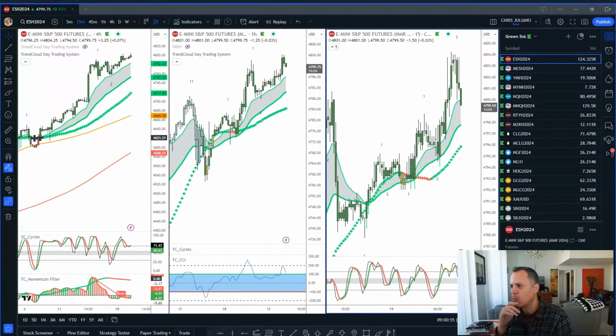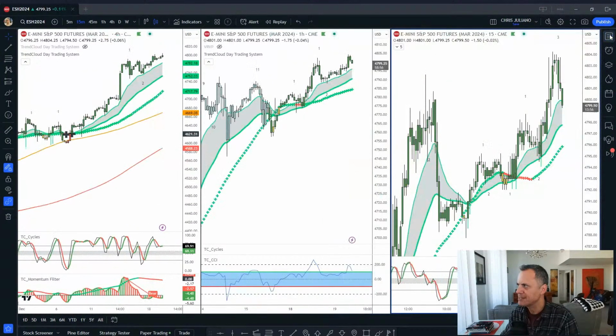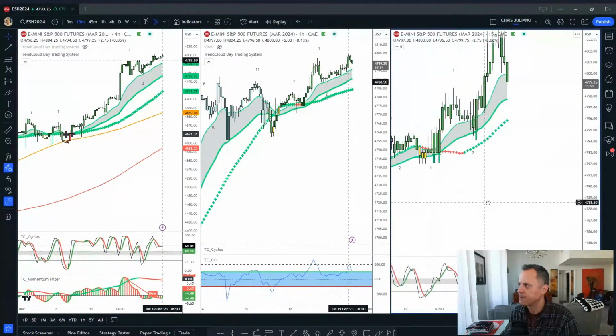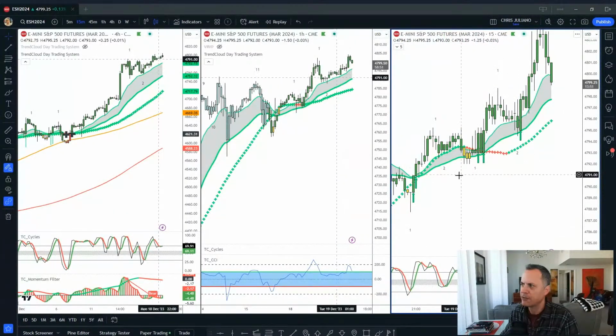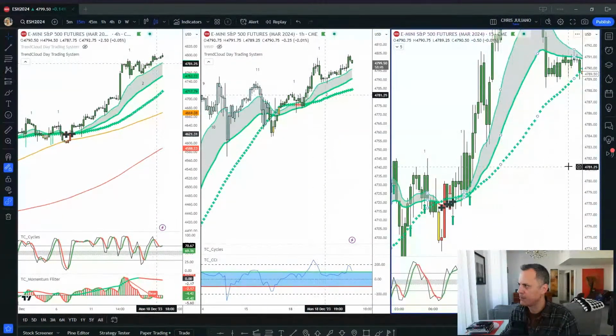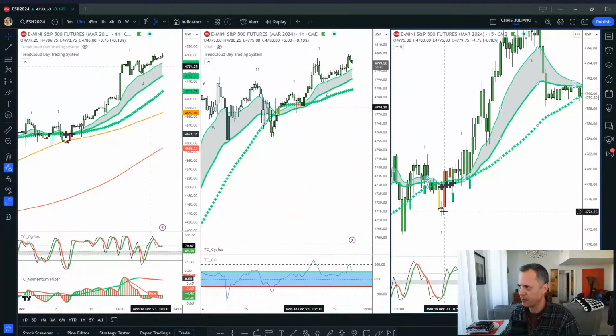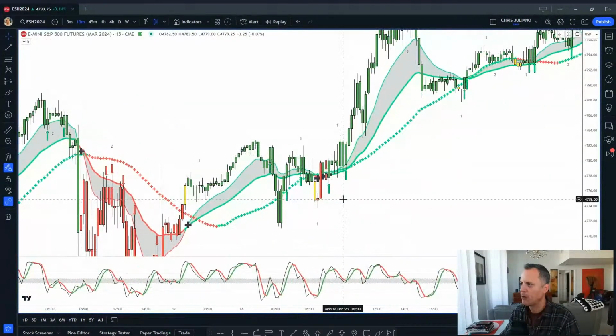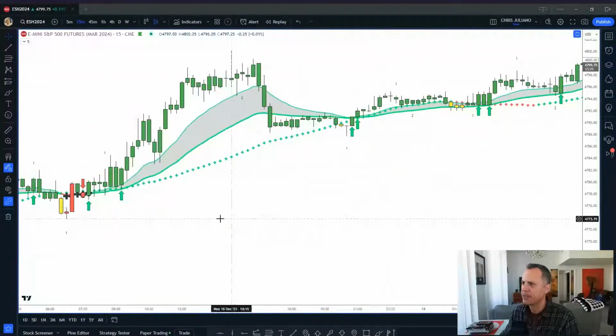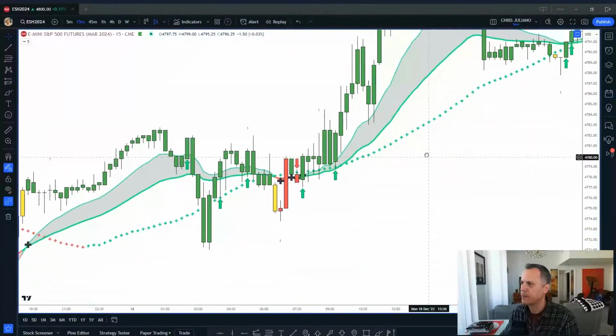The approach that I like to take, and that I've developed with TrendCloud here, is a color coded system where you will see these entries on the lower time frame, this little arrow that shows up. These arrows represent candles that you can take the trade with. Let me just show you really quick what that would look like. Let's blow this up nice and big.